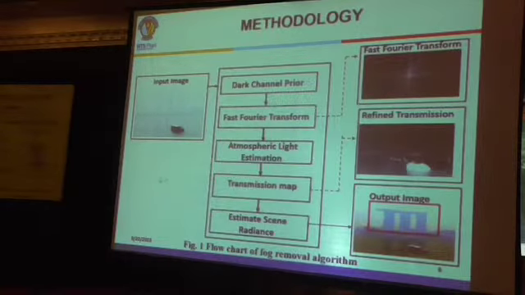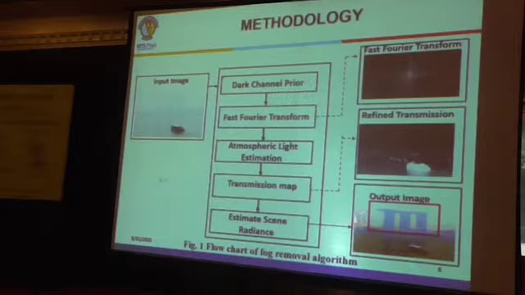This one is the fast Fourier transform result. This one is the refined transmission map. Here we also use a median filter for smoothing the result. And this one is the output image. So we can easily see that we get a very good result after applying these methods.